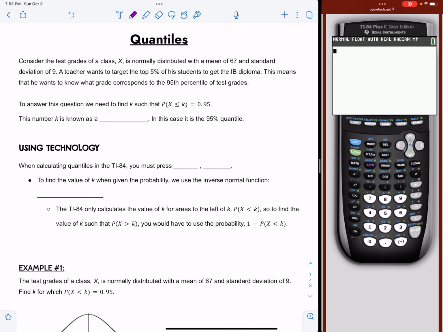To answer this question, we need to find K such that the probability of X being less than or equal to K is 95% or 0.95. This number, K, is known as a quantile. And in this case, it is the 95% quantile.